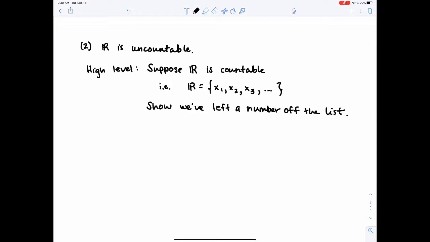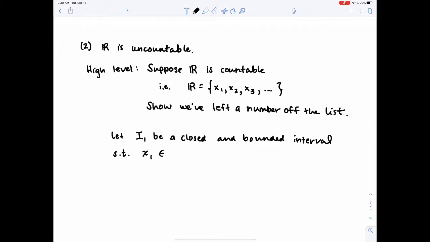So here's how we do it. We're going to let I1 be an interval. It's going to be a closed and bounded interval such that we're going to leave x1 out of I1.